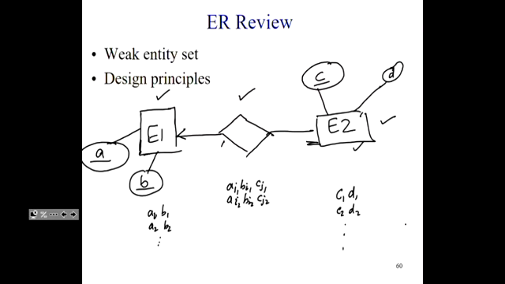Make sense? Okay. So now, notice that since this is a many-to-one relationship, each CI is associated with exactly one, or at most one, entity within E1. So I could take this information and append it to this information, right? Instead of having C1, D1, I could say C1, D1, and then AX1, BX1, then C2, D2, AX2, BX2, and so on.